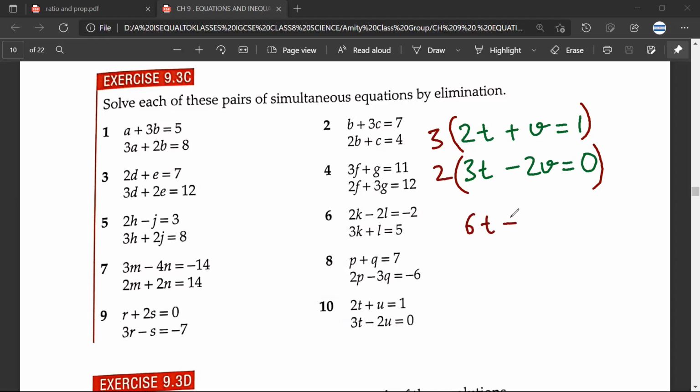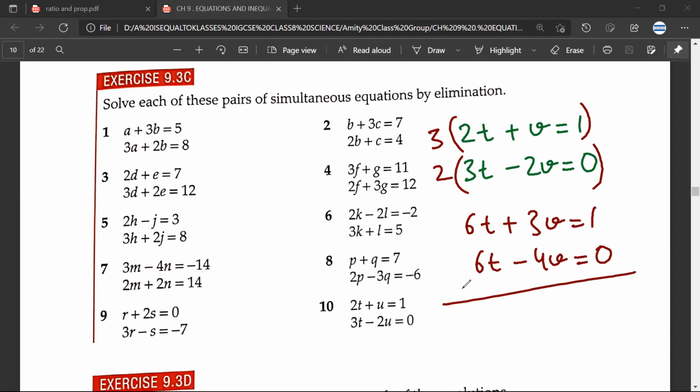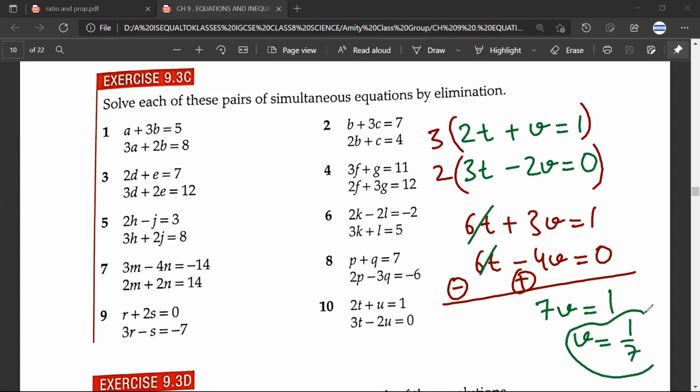This will become 6u plus 3u is equal to 1. This will become 6u minus 4u is equal to 0. Then you can subtract the two equations. Of course, this is a long process. But then this gets eliminated. Your answer is 7u is equal to 1, u is equal to 1 upon 7. I think I have done it right. Aryaman, any doubt? No doubt, sir.